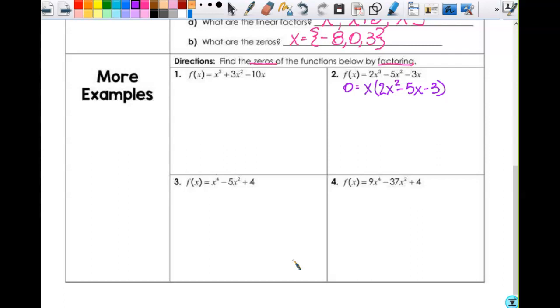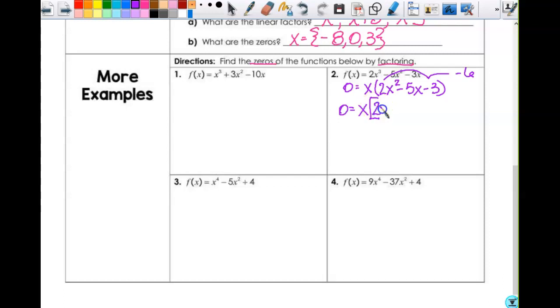But if I was going to do this by grouping, 2 times a -3 is a -6. So I get 0 equals, I got this x out here. So I need 2 numbers. They're going to multiply to give me a -6 and combine to give me a -5. And the signs are going to be opposite. So that would be what? -6 and +1. There you go.